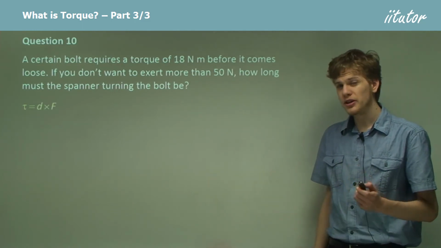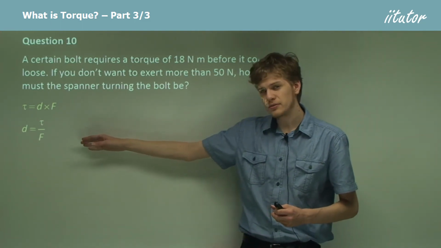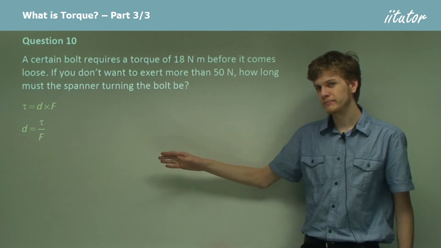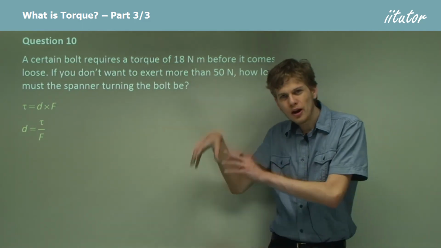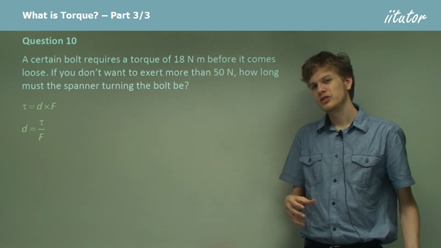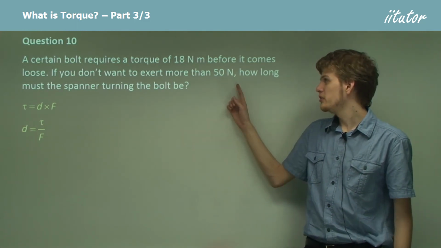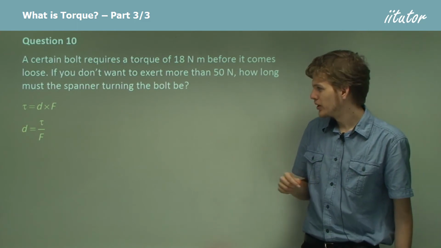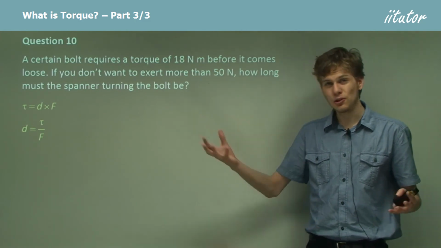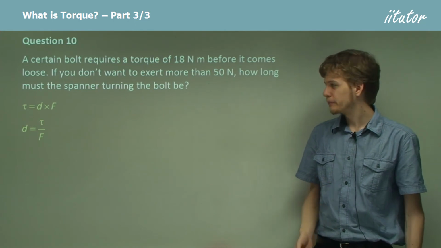So, rearranging the equation, we see that the magnitude of the distance to the pivot point is going to be the torque divided by the force, right? And we'll have to push right at the end of the spanner. If it were longer than this, then we could still push the same distance from the pivot point, but in that case we would be using less than 50 newtons. So our answer here is going to be a minimum value for the length of the spanner. If it's longer, then we can still turn the bolt without exerting more than 50 newtons.